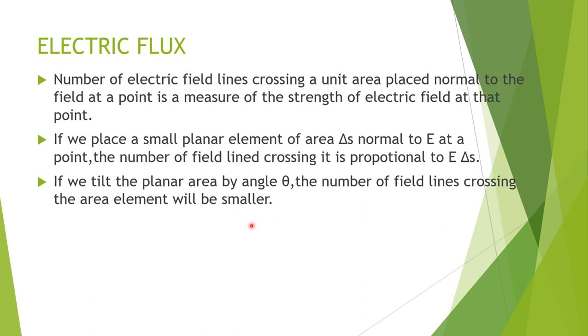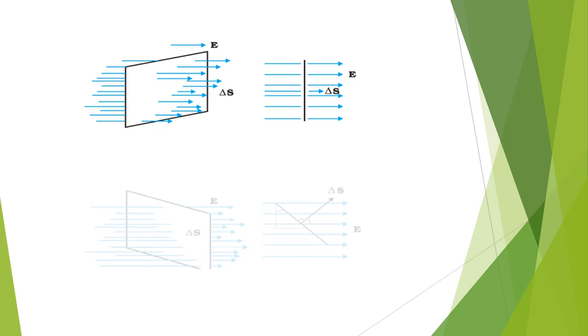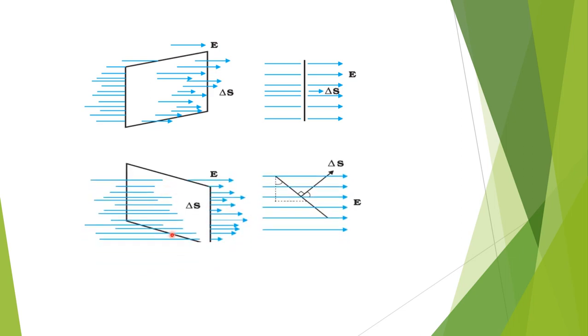So accordingly, the number of field lines crossing the area will also change. It will be smaller. In this diagram, if you just tilt this surface area, this field line is not crossing this element. So accordingly, it will change. This is the first case, where the entire electric field lines are crossing this area. In the second case, you can see a few lines are not crossing this surface area.